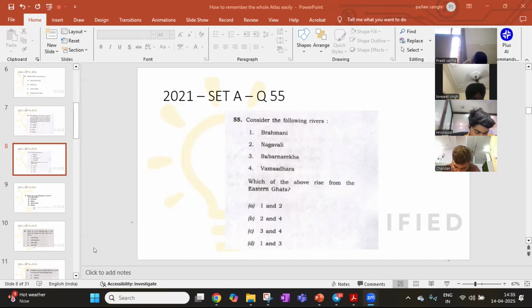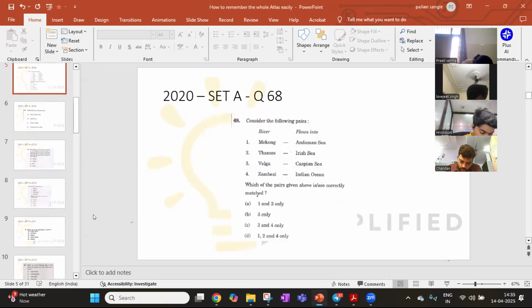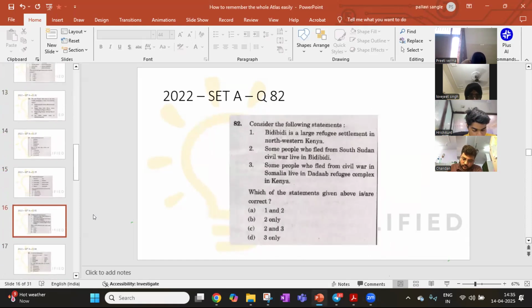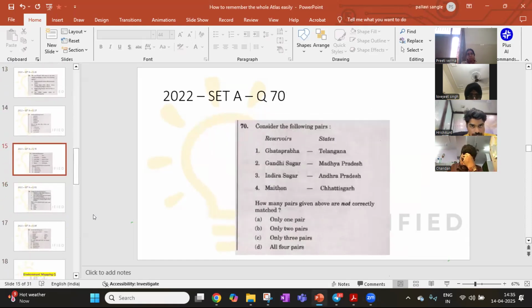Linganamakki Reservoir, Tungabhadra Reservoir, Shivaji Sagar. See, in 2022, set A, question number 70, they asked reservoir and state.